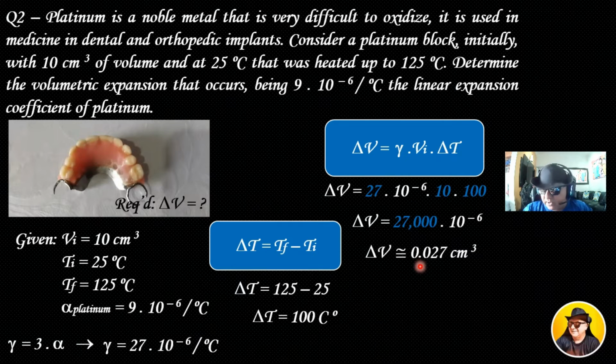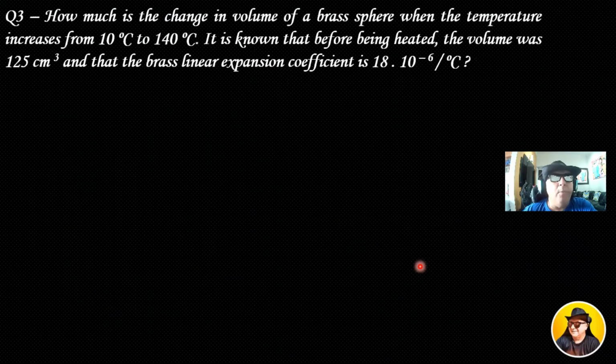Let's see question number 3. How much is the change in volume of a brass sphere when the temperature increases from 10 degrees Celsius to 140 degrees Celsius? It is known that before being heated, the volume was 125 cubic centimeters and that the brass linear expansion coefficient is 18 times 10 to minus 6 per degree Celsius.